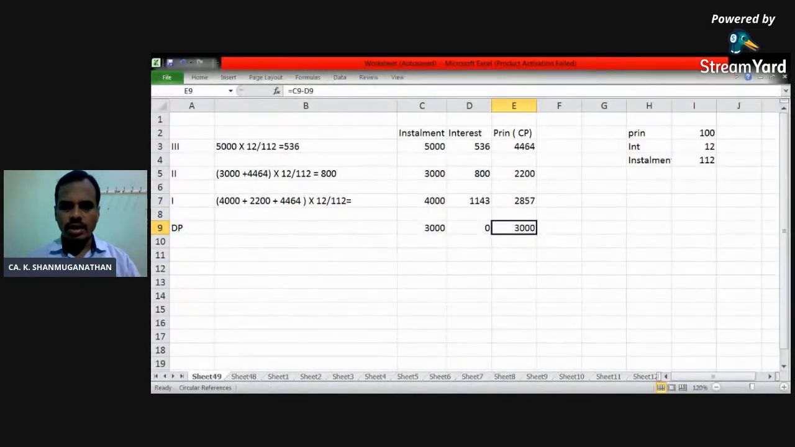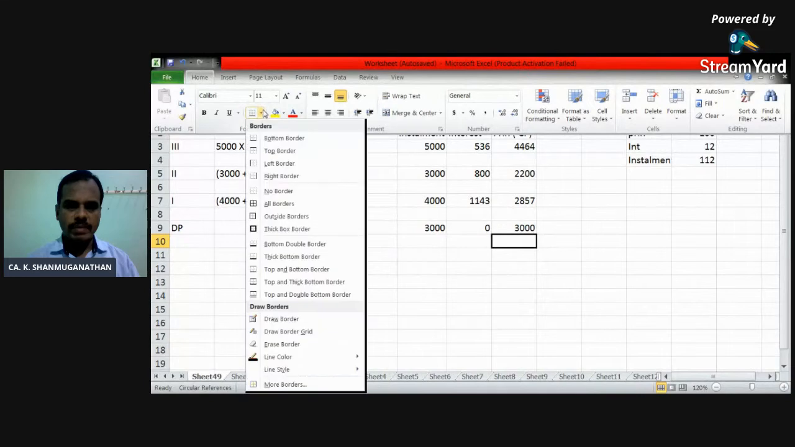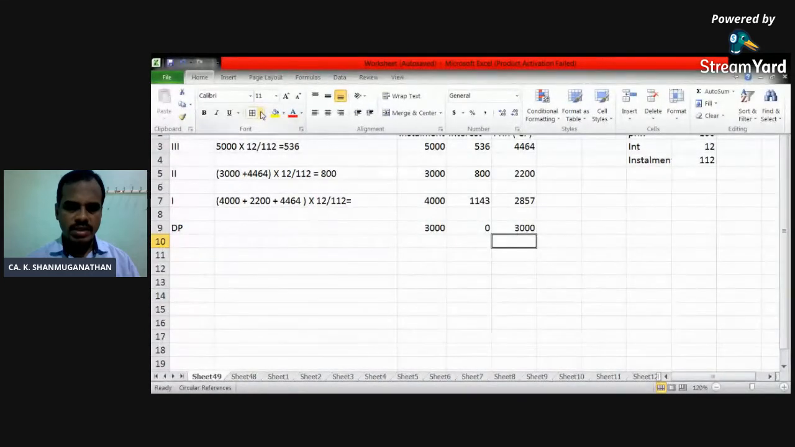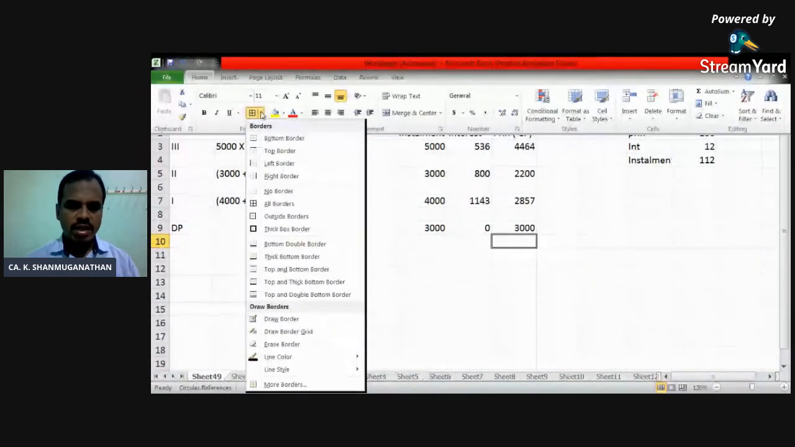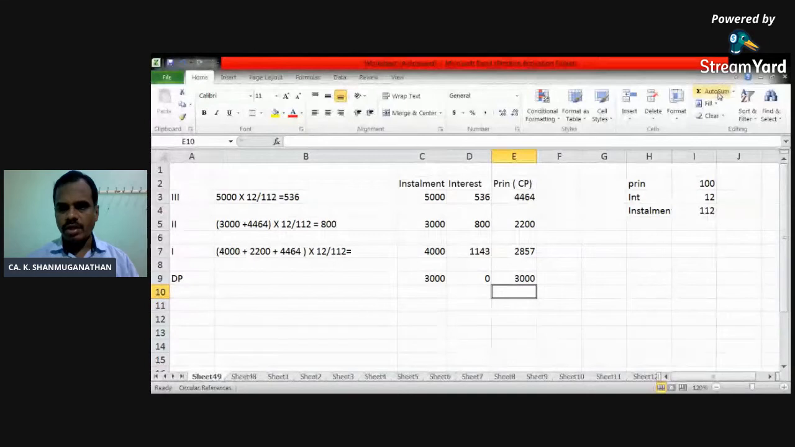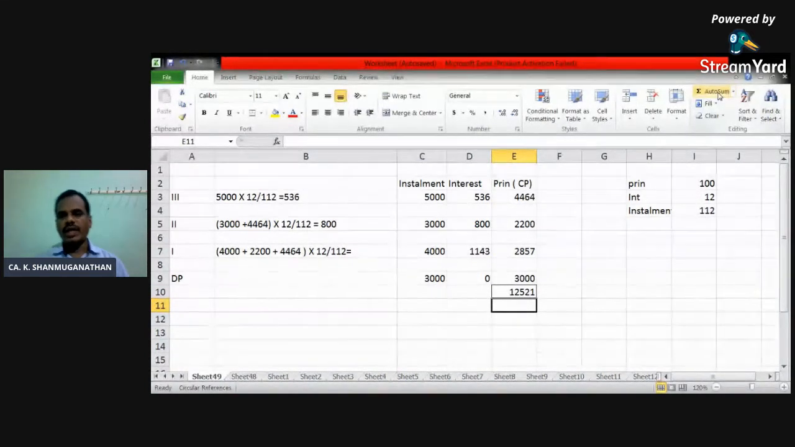If you add all this, what do you get? The cash price. Now, why do we need the cash price? I told you in the beginning, the first entry that we pass in the books of the hire purchaser shall be made based on the cash price. What is the entry actually? HP asset account debit to hire vendor account. Let me repeat: HP asset account debit to hire vendor account. That answer will be 12,521.